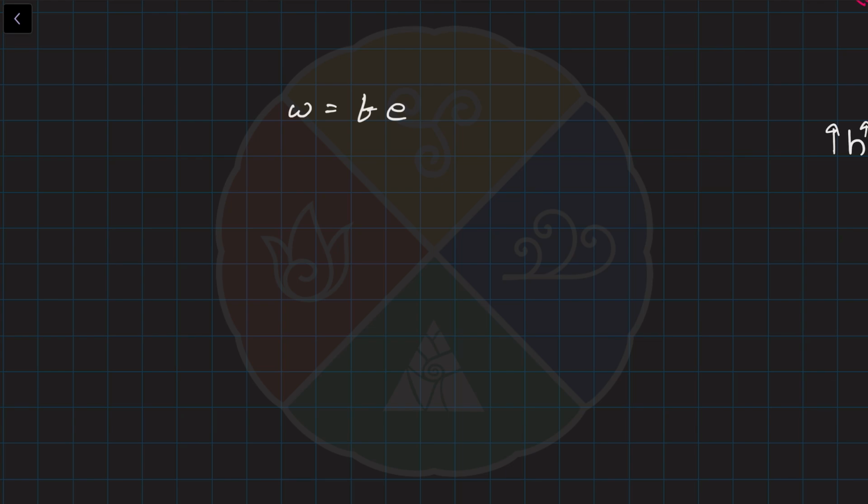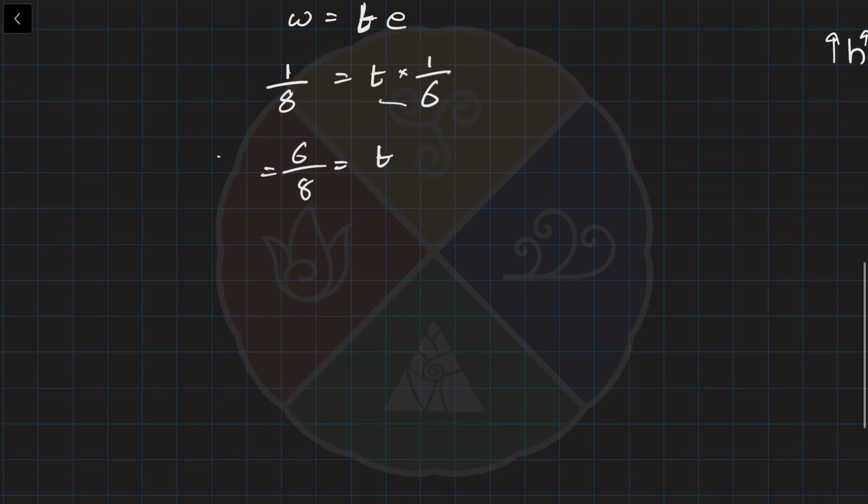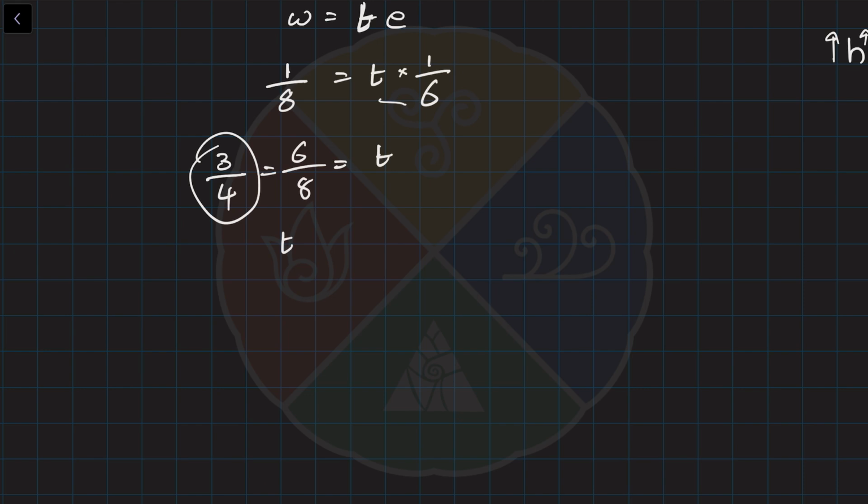So if you look at this case, how much work has to be done? 1 by 8 work has to be done. Efficiency, I have to find the time. Efficiency of our X is 1 by 6. That basically means taking the 6 to the other side. 6 by 8, simplifying that, divide 2 by both sides, will become 3 by 4. 3 by 4 hours are required. Okay, so the time required by X to finish 1 by 8 of the work is 3 by 4 hours.